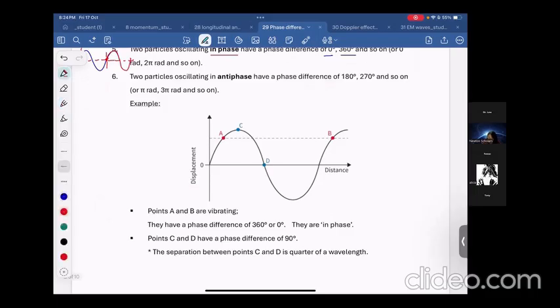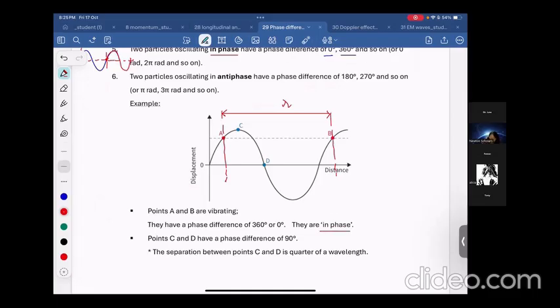We look at the example here. Points A and B, can you see that? They are exactly at the same position, the same point. From A to B is actually one complete wave. This is one complete wave. So we can say that A and B are in phase. They are in phase because they are at the same position.